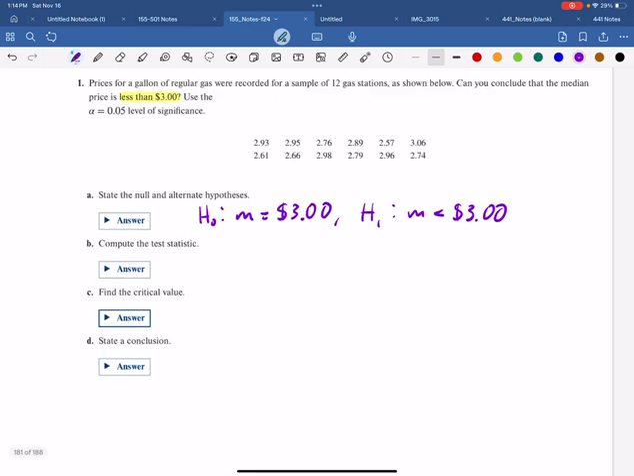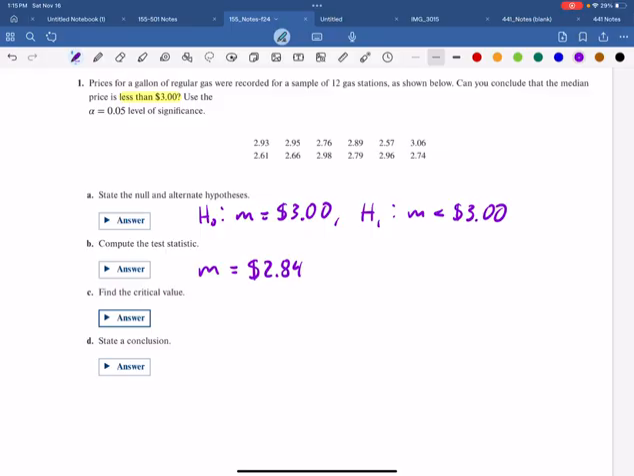So compute the test statistic. It's going to be the sample median. I think we could kind of look this up. Just pause the video and do it yourself. It should wind up being $2.84. It does take a little bit: you have to order the data and look for the point right between the 6th and the 7th in this case.